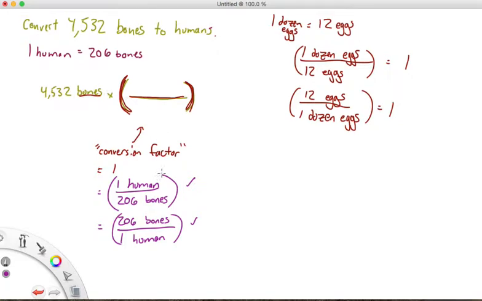Well, the reason I would choose one over the other is because I want to get rid of my unit bones, and I want to have the final unit be human. So I'm going to do the way that will make sense: 1 human on top, and 206 bones on the bottom. Now, the reason I do this is because of a mathematical relationship here.